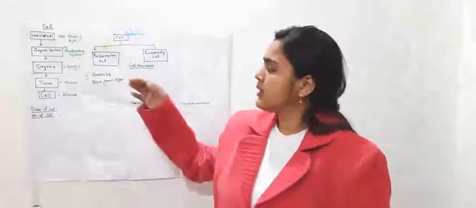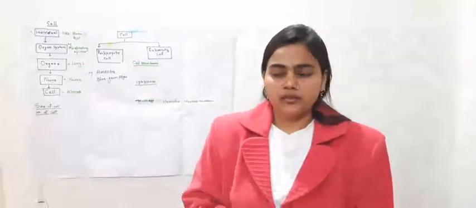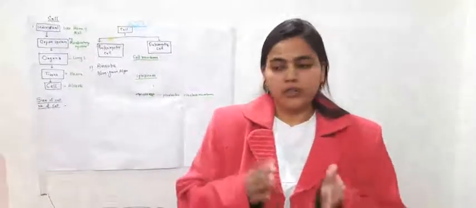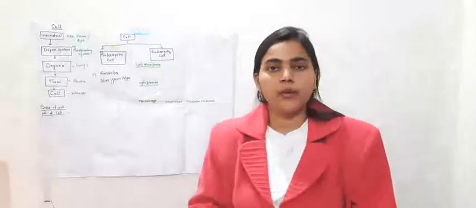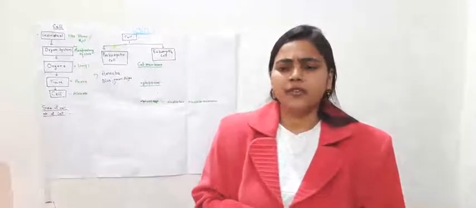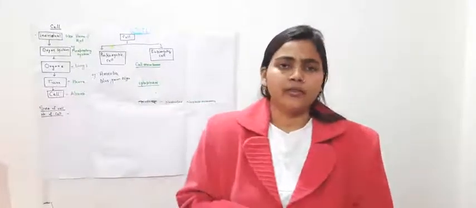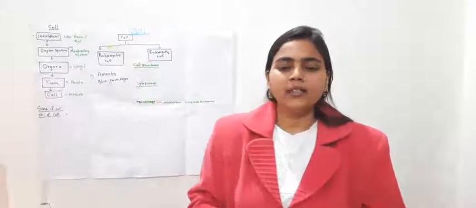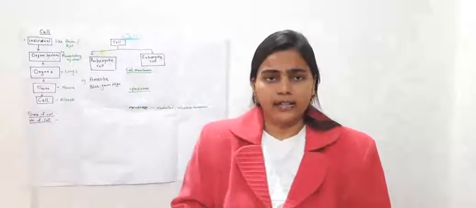Let's talk about size. Some cells are very large, like 170 mm to 130 mm. These are the cells of ostrich eggs. And some are very small, 0.1 to 0.5 micron, and obviously we can't see these with the unaided eye.